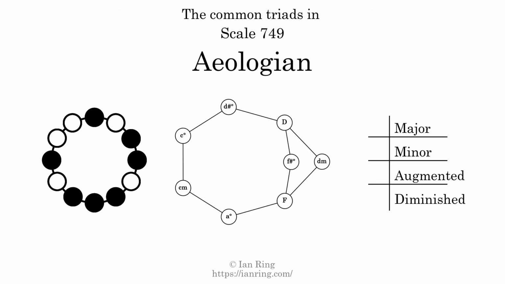Here are the common triads present in this scale. The diagram in the center is a graph of parsimonious voice leading between triads. There are 2 major triads. There are 2 minor triads. There are no augmented triads. There are 4 diminished triads. Here is a Hamiltonian path of parsimonious voice leading that uses all the triads.